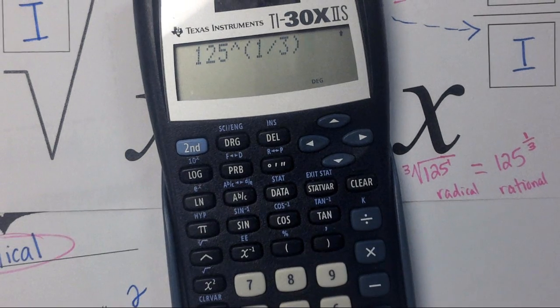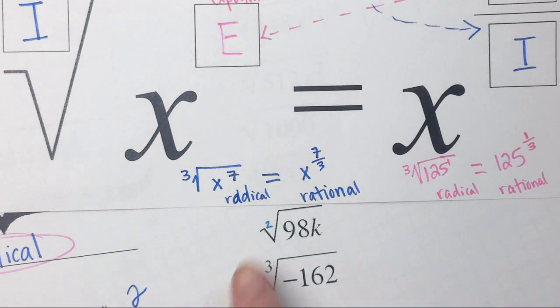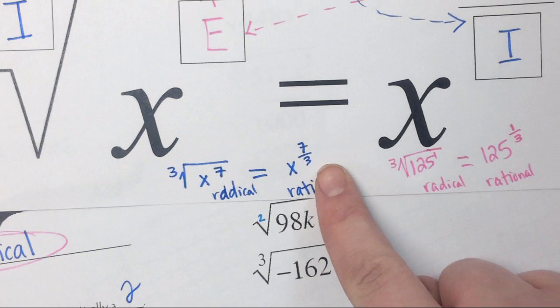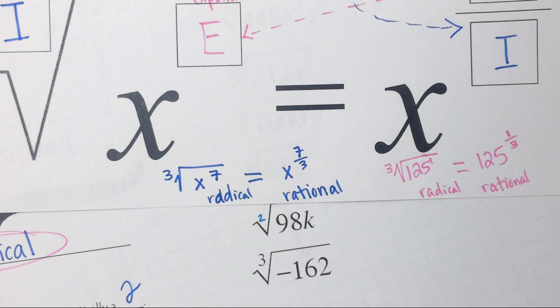So 1/3. 125 raised to the 1/3. No one can mess up typing that in. That's so much easier to type in. So I love rewriting from radical to rational form, because then it's exponents, and I like exponents. I can do exponents even if they're fractions.